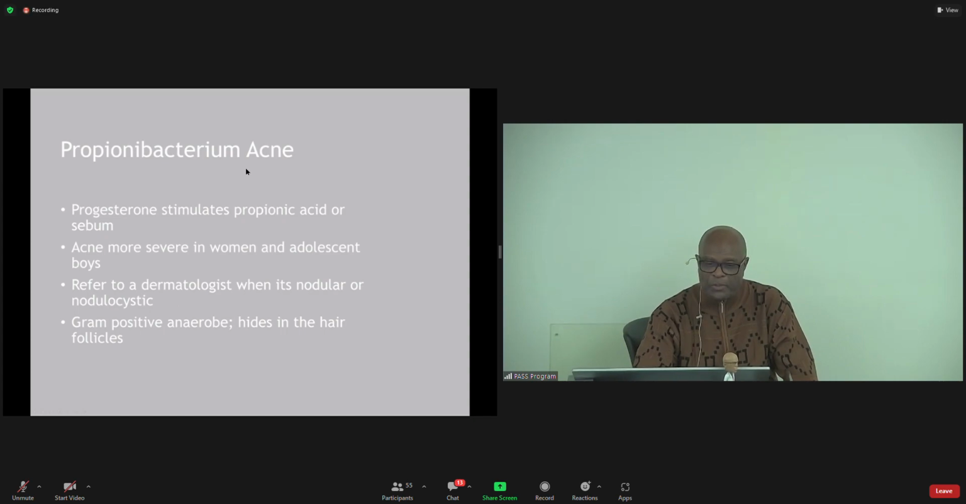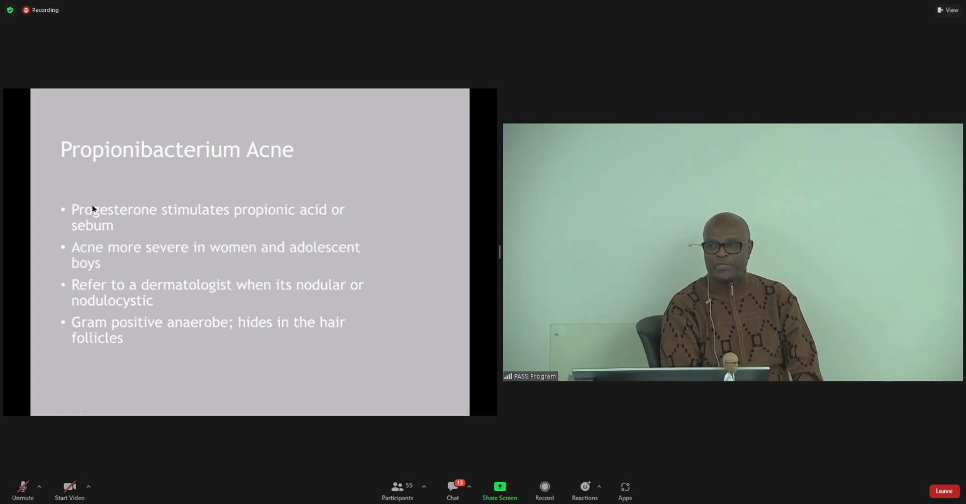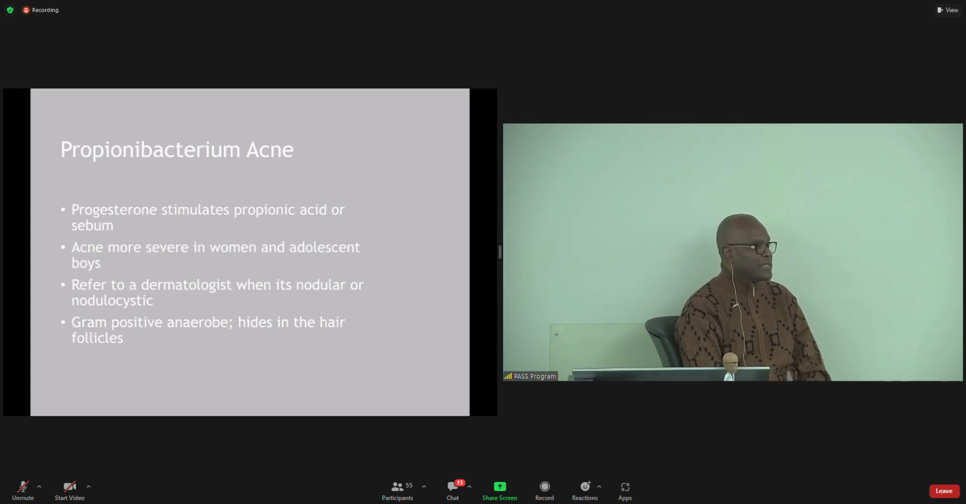Next one, Propionibacterium acnes causes acne. This guy lives deep in sebaceous glands, away from oxygen. That's how you know he's a gram-positive because he's on your skin, but it's an anaerobe because he's hiding all the time from it.